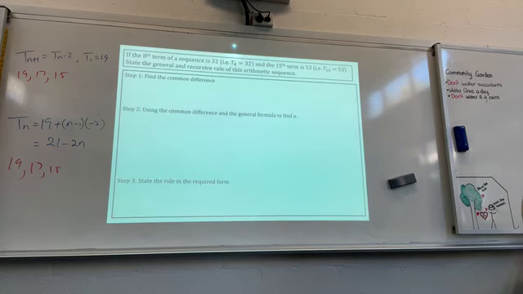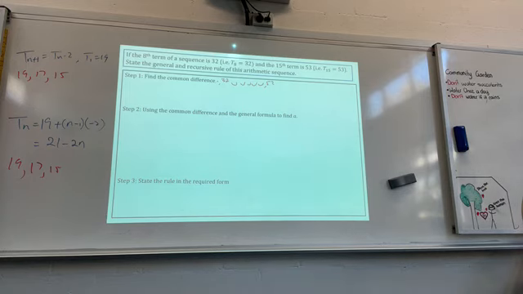All right. Now, if the 8th term of a sequence is 32 and the 15th term is 53, can you state the general rule and recursive rule of this arithmetic sequence? Can you find a common difference? So watch. You know T8 is 32, and then it keeps going up until T15 is 53. Correct? Now, isn't this the difference?